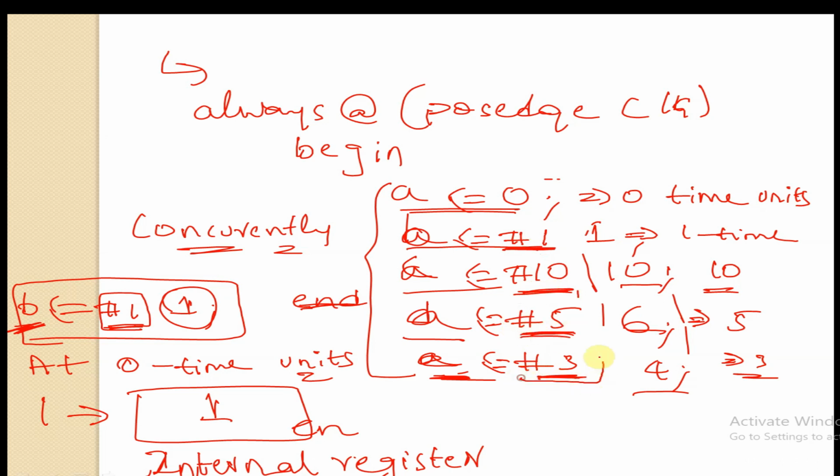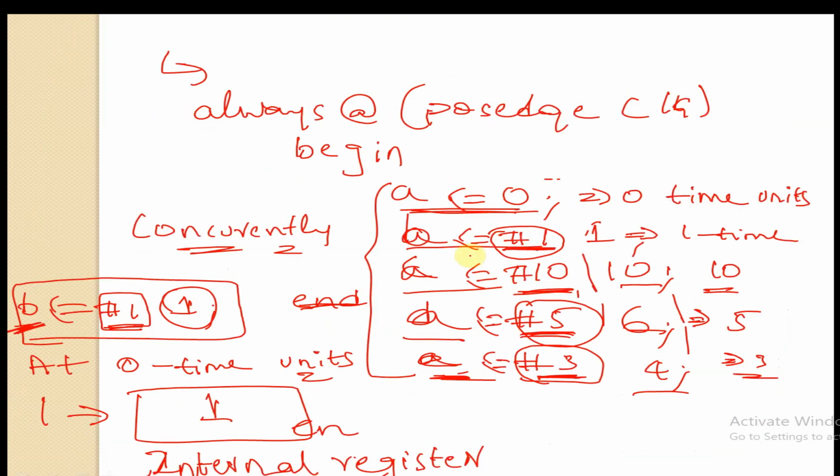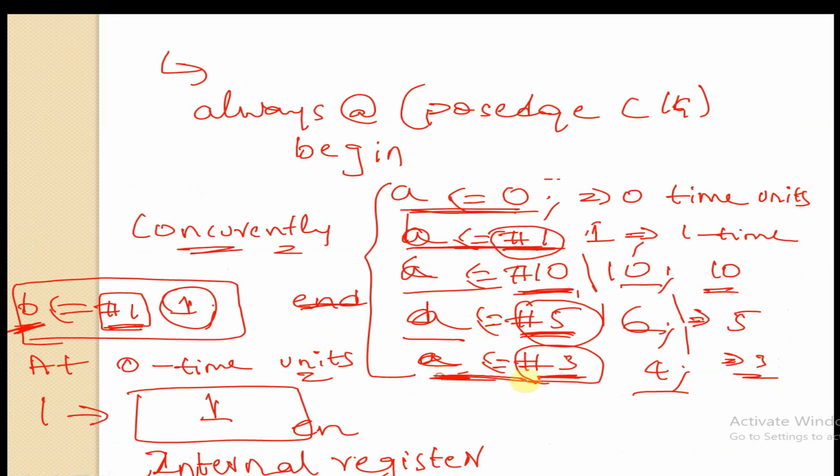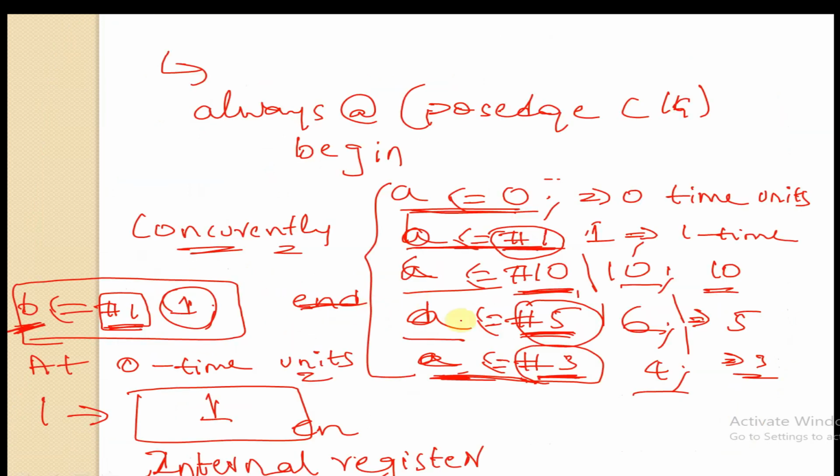So in non-blocking, it is not at all considering the order. It is considering the statements which have less delay. So a is equal to 0 has less delay, 0 time unit delay, so we are getting a is equal to 0 at 0 time unit. And after the delay of 1 time unit, we are getting b. And after 3 time units, we are getting the value of e.